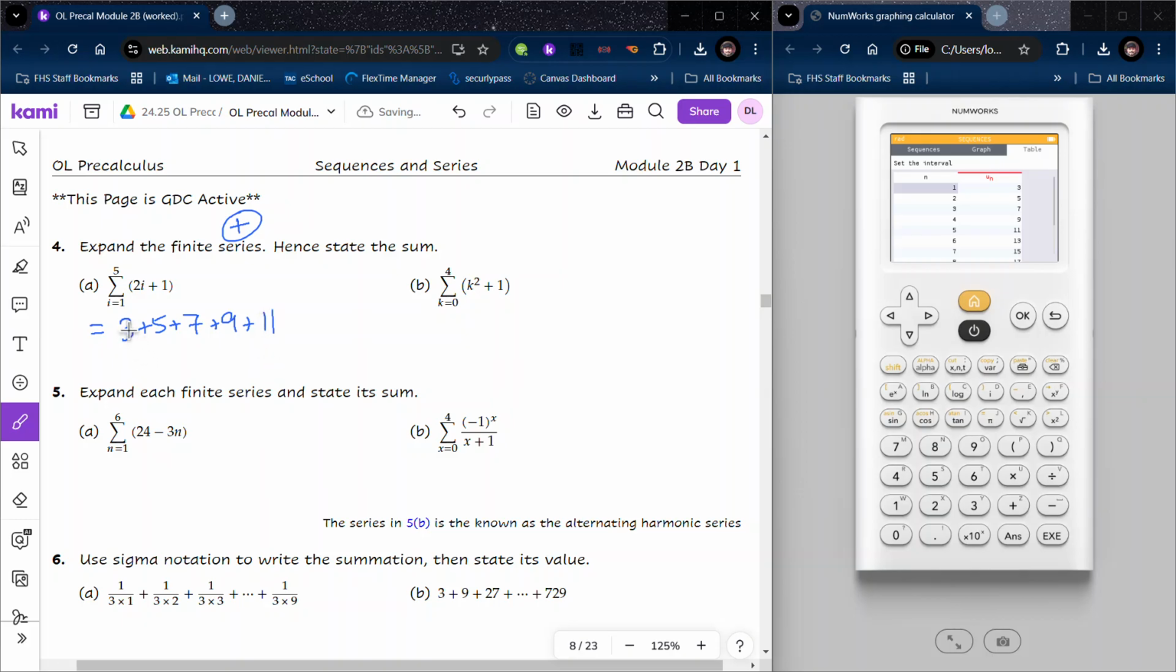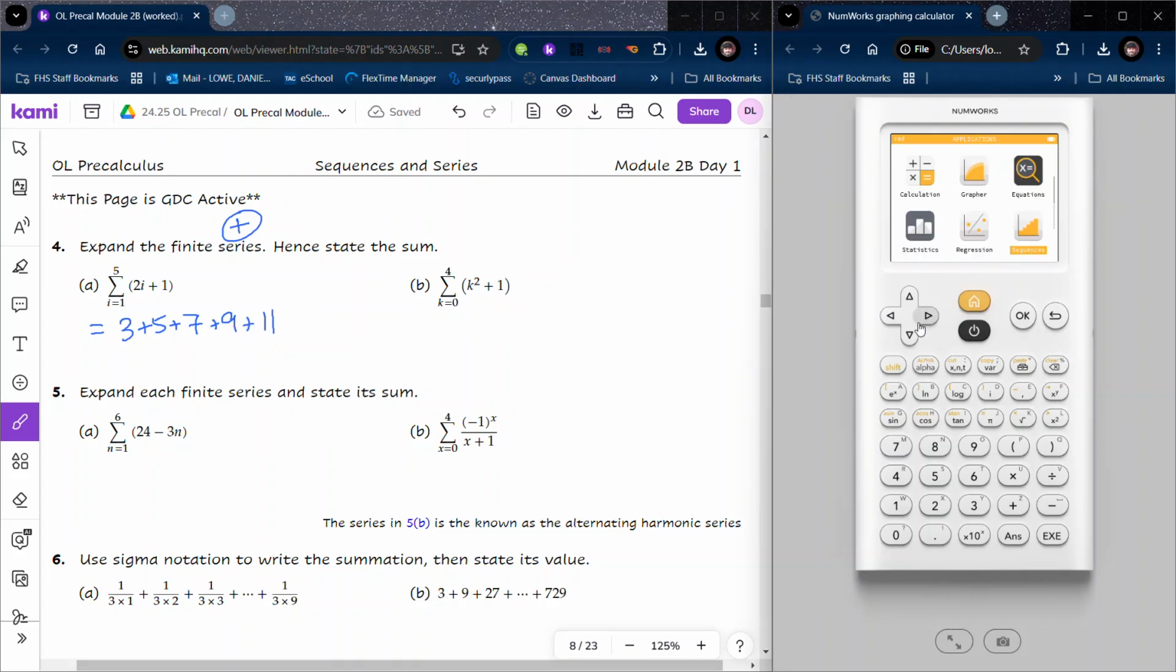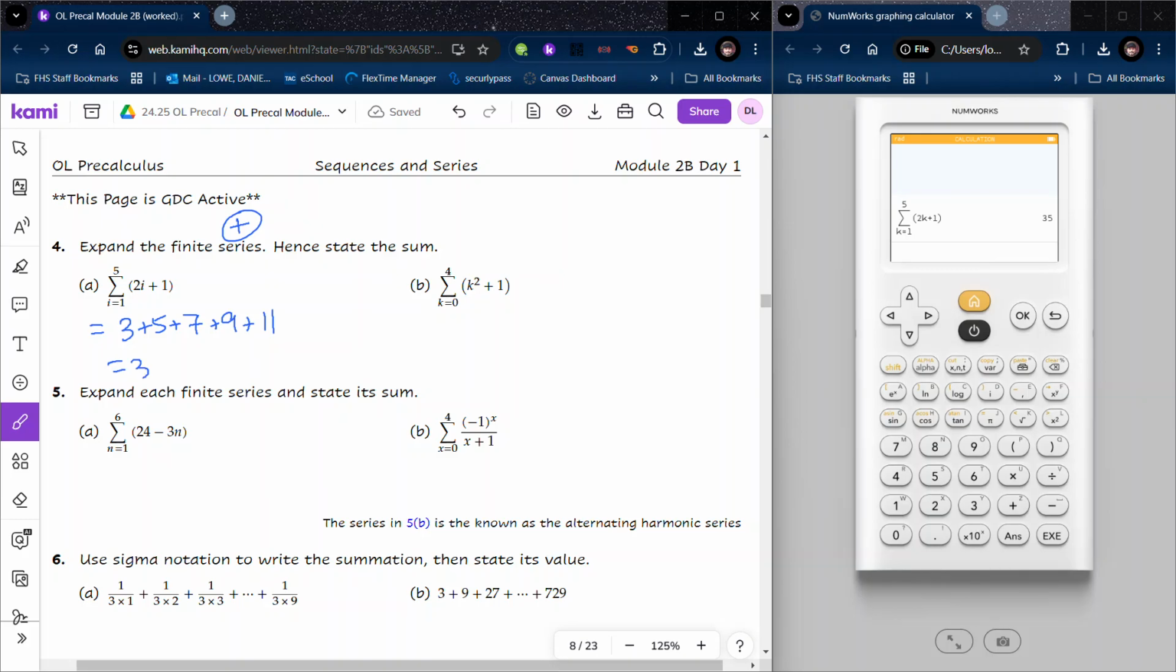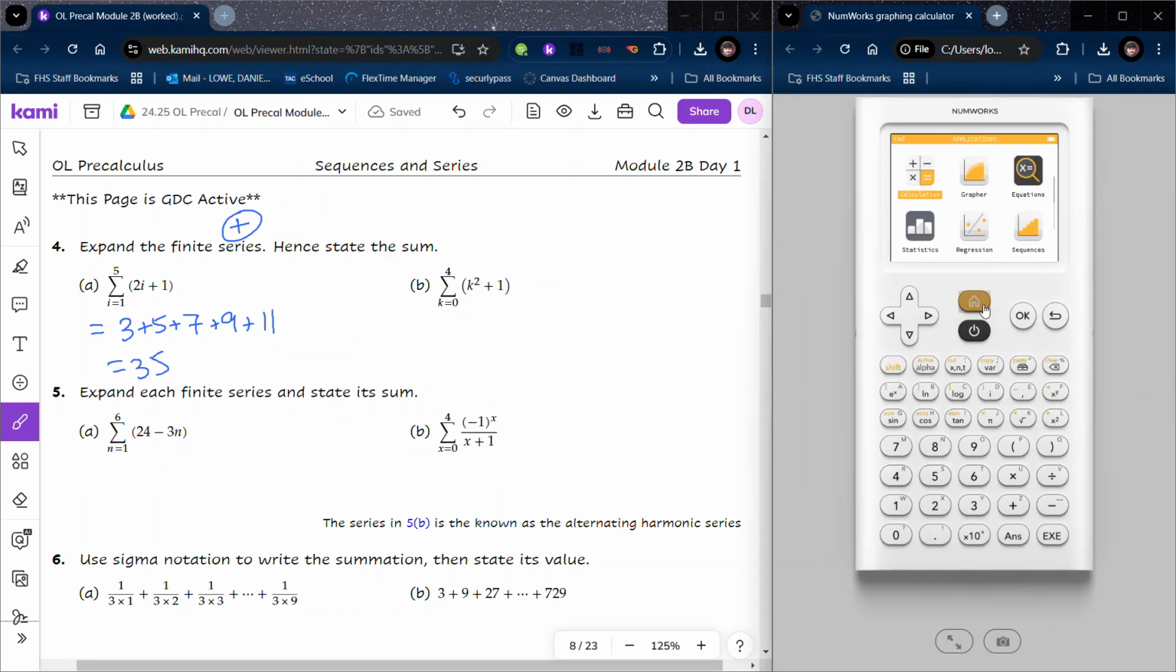So I have when i is 1, when i is 2, when i is 3, when i is 4, and when i is 5, and I want that summation. Then I can either do that sum on my own, or I could use my calculator to help me with the sum. Go to my toolbox. My summations happen to be under calculus, and I have the summation from 1 to 5 of 2 times my counter plus 1. And that summation is 35.